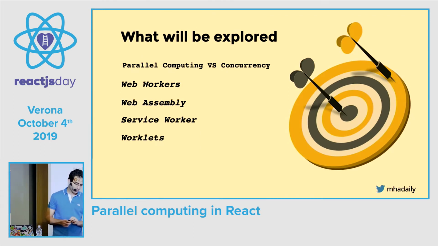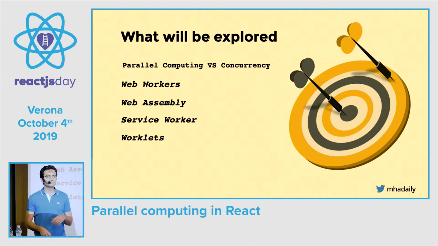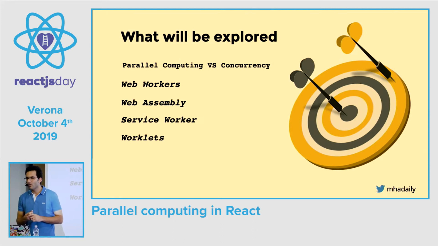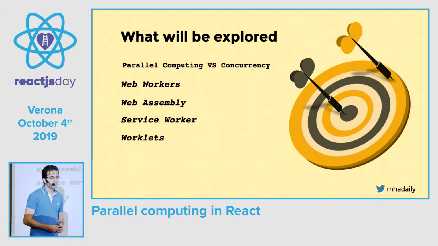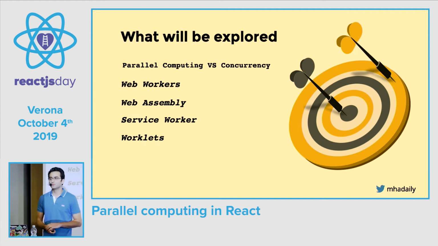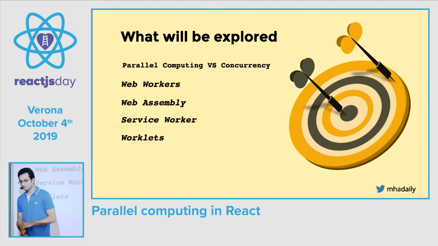Today, I'm going to talk about parallel computing and see what it is, and also talk about concurrency. And then talk about different APIs like web workers, WebAssembly, service workers, and worklets. Some of the ideas may be old and you all know them, but some of them are quite new. I'm pretty sure for some of them you don't know, or maybe some of you know.